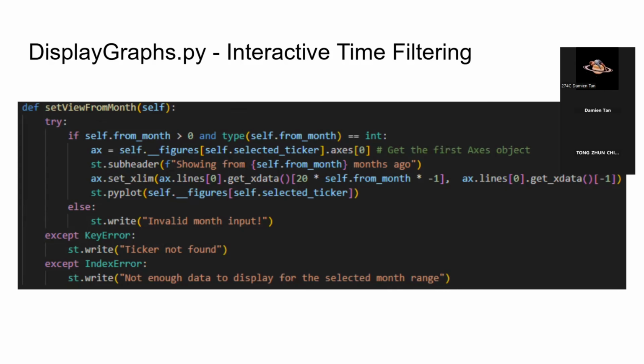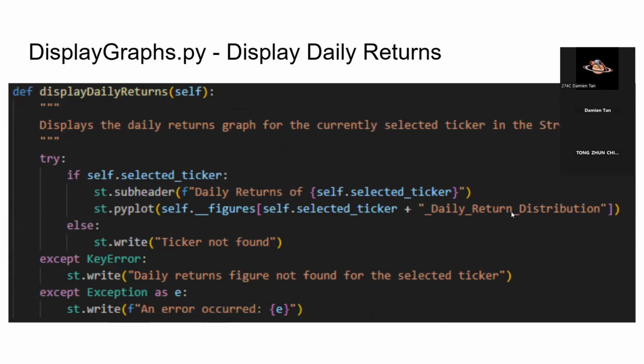Error handling is done to handle invalid month inputs, missing ticker symbols, and insufficient data for graphs to be displayed. The display daily returns function displays the daily returns graph for the selected ticker. Using st.pyplot, the daily returns graph is retrieved from the figures dictionary and displayed on the Streamlit web application. Error handling is done in the case of a missing ticker, missing daily returns figure, or other errors outside of those reasons.